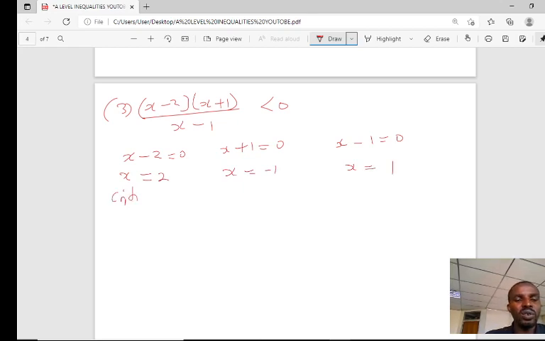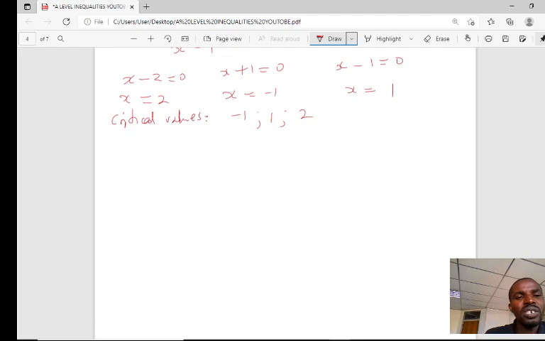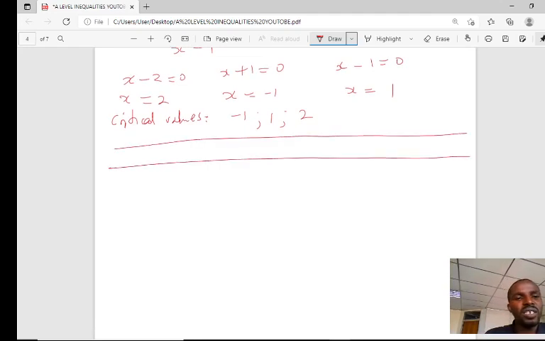Then the critical values, you write them. You start with the smallest one. It's minus 1, then 1, and 2. These are the 3 critical values that we have. Then we prepare our table. Let me prepare our table. So the table will look like this.